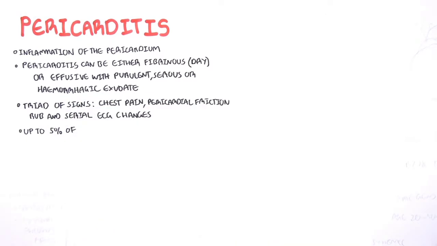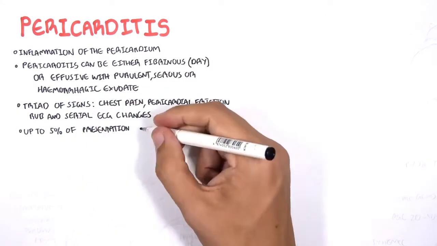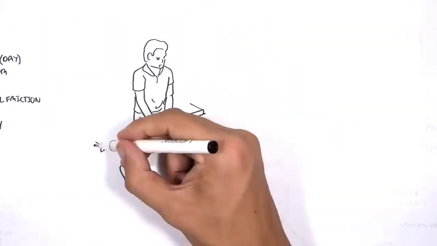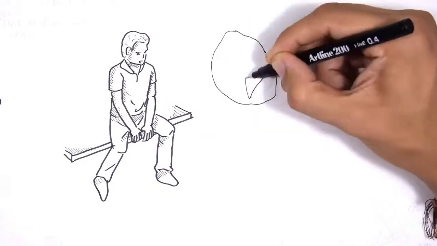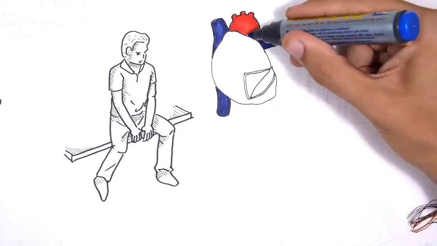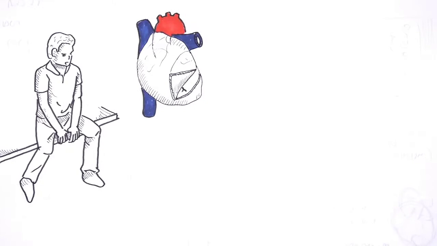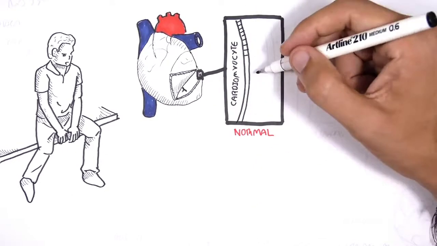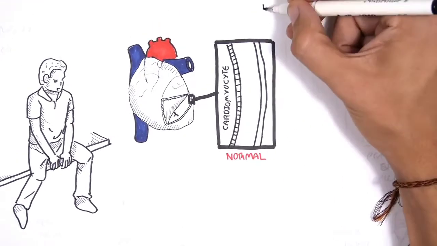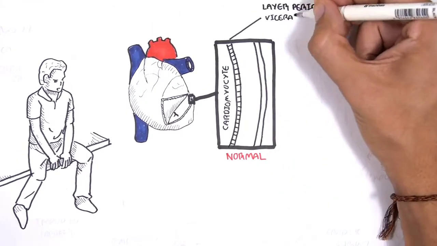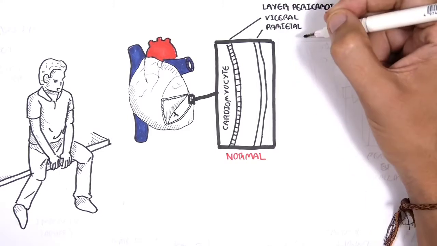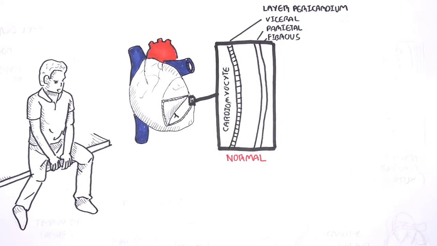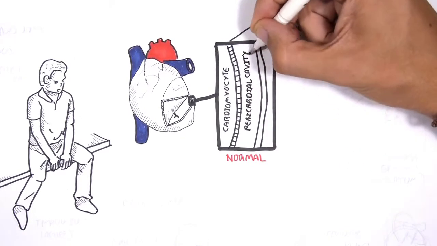Pericarditis accounts for up to 5% of presentations to the emergency department for chest pain. The pericardium is a membrane that surrounds the heart. Here is the heart muscle, the cardiomyocyte. The layers of the pericardium include the visceral and the parietal layers and an outer fibrous layer. Between the visceral and parietal layer is the pericardial space or cavity.